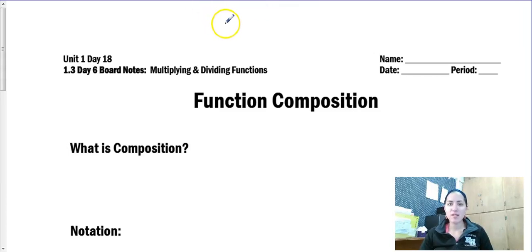Hello everybody, tonight's notes are going to be on pages 81 to 82 of your workbook on function composition. So let's get right into our notes.